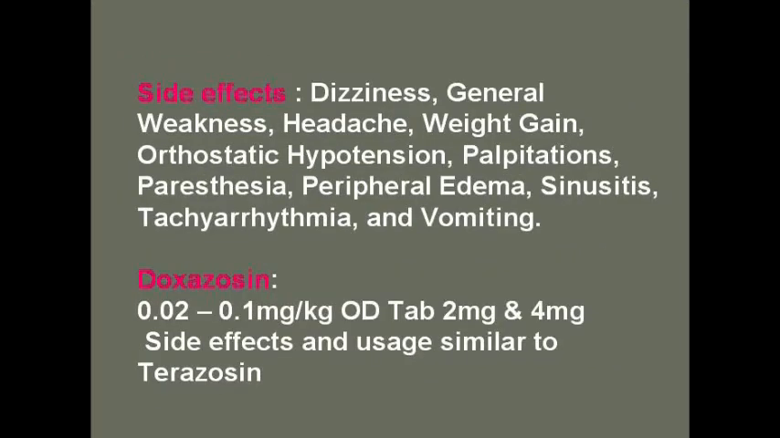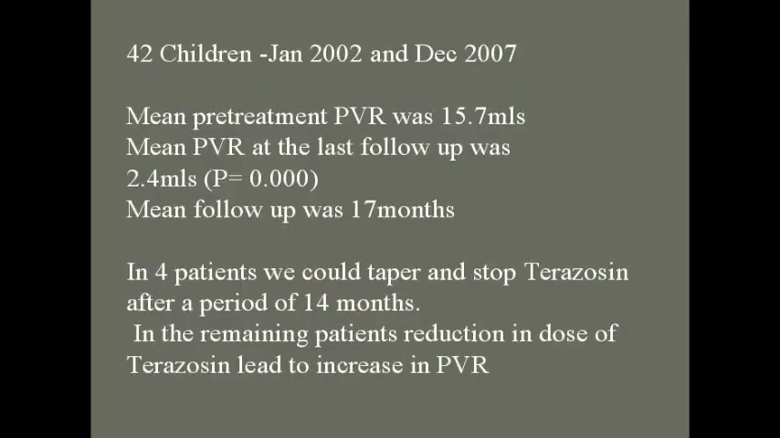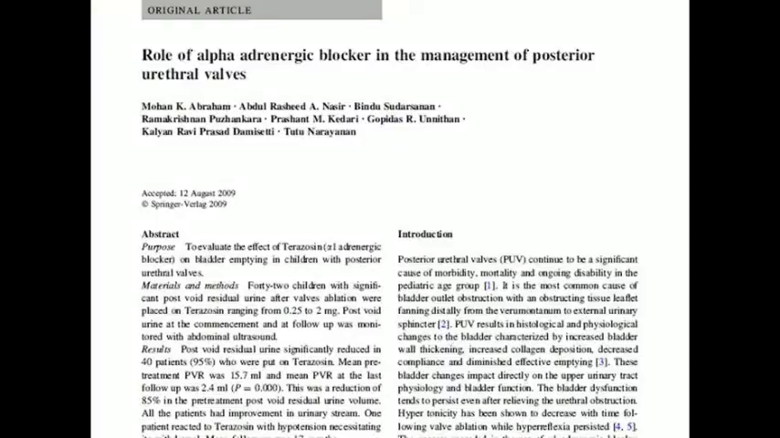Side effects are dizziness, general weakness, headache, tachyarrhythmias extremely rarely, and occasional vomiting. Doxazosin is good enough, but again, 1 milligram, 2 milligram and 4 milligram tablets are available. Side effects are similar. Now, this is in post-urethral valve, not in pure neurogenic bladder. We have tried it in 42 children with post-urethral valve from January 2002 to 2007, and we had an 85% reduction in the PVR with the alpha blocker, terazosin. This has been published in Pediatric Surgery International.